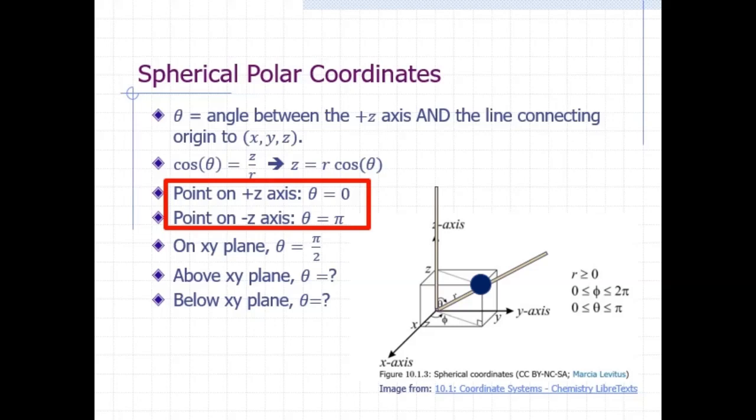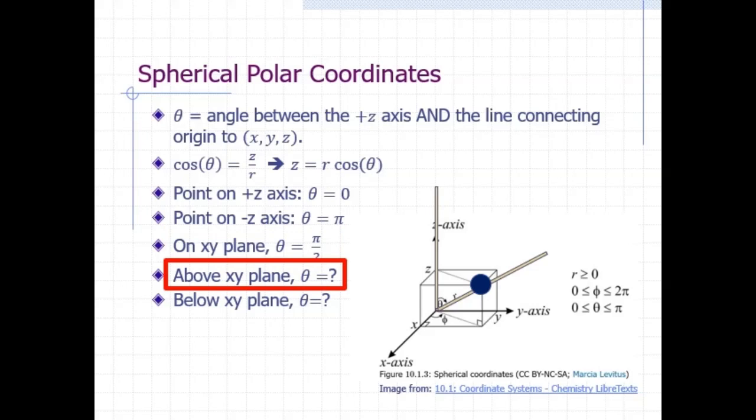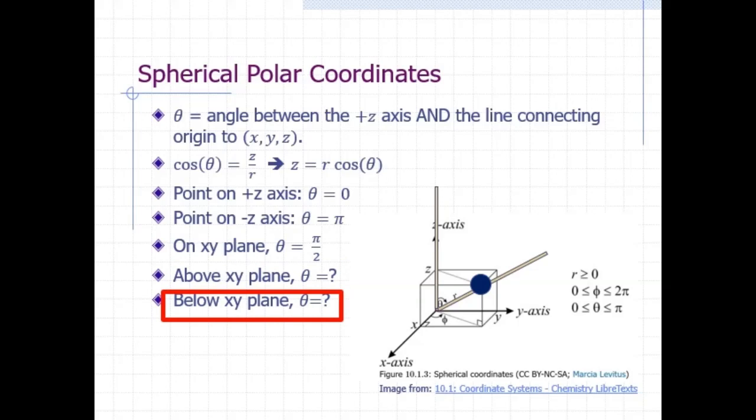We need to sweep an angle of 180 degrees from the positive z-axis to locate a point on the negative z-axis. To locate a point on the xy plane, we need to sweep an angle of 90 degrees, or pi over 2 radians, from the positive z-axis. What do you think are the values of theta for locations above the xy plane? Like the point shown here, we would need to sweep an angle that is less than 90 degrees. How about locations below the xy plane? At these locations, theta would be between 90 and 180 degrees, or between pi over 2 and pi radians.